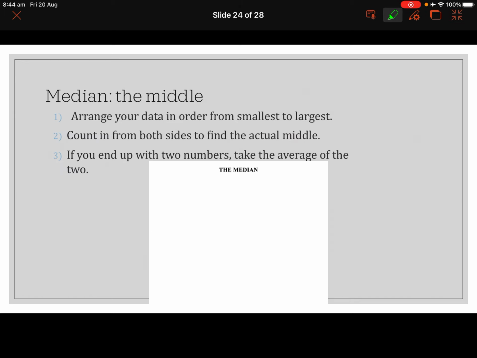All right, median, the middle. So again, you arrange your data from smallest to largest. You count in from both sides to find the real middle. If you end up with two numbers, you take the average of the two. So there's a video here to have a look exactly how that works.